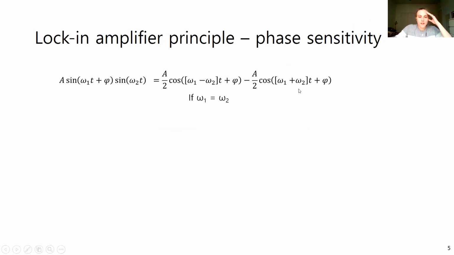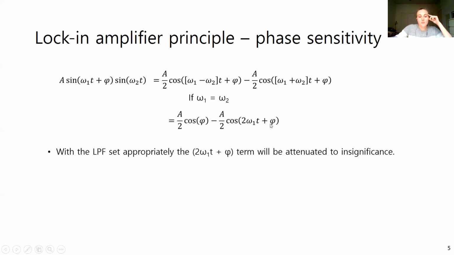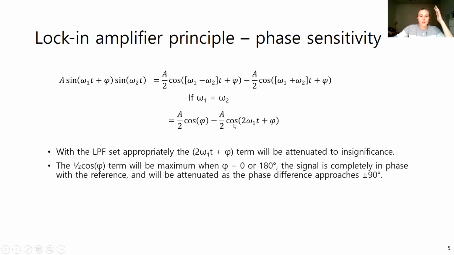We can then, this term here would then be equal to 0, and we can write this as a/2 times cosine of phi minus a/2 cosine of 2 times the frequency times t plus the phase. So again, if we select our low pass frequency filter, our integrator, to the appropriate settings, this second term would be filtered out, and we will be left with this a/2 cosine phi term.